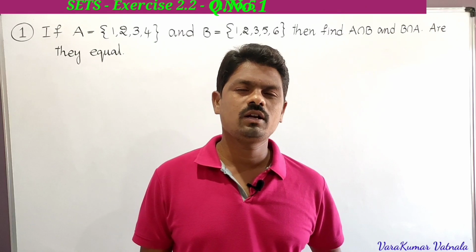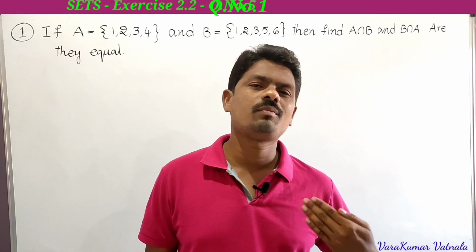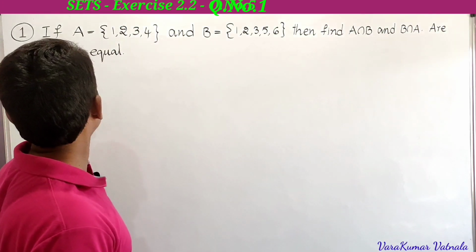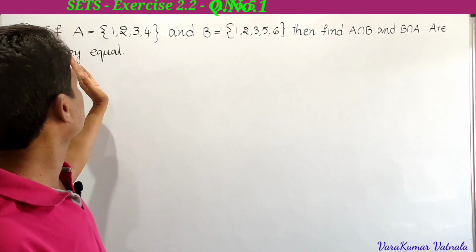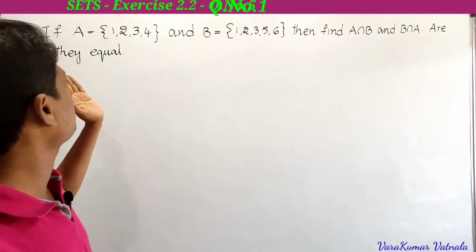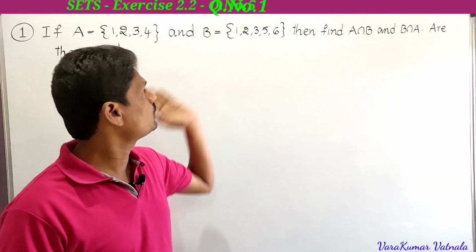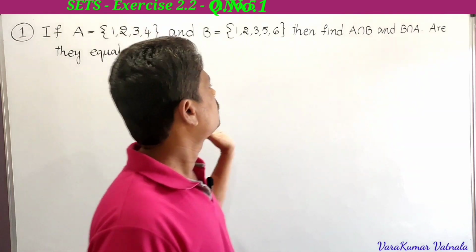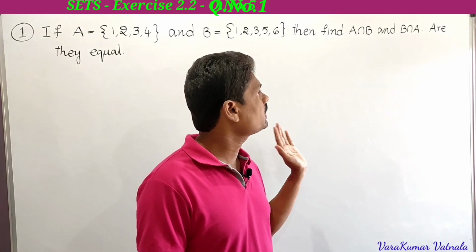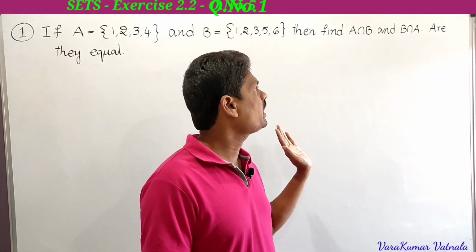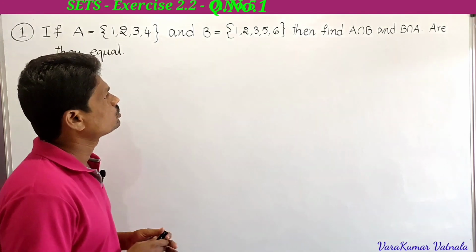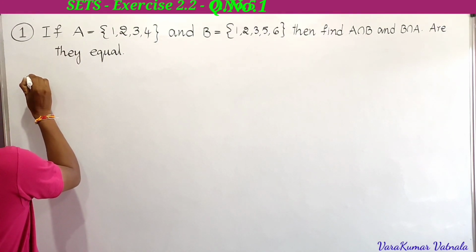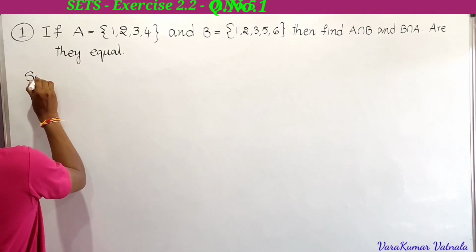My name is Varakumar. Today we are going to solve a problem from exercise 2.2, first problem. See here what he has given. If A is equal to the set of 1, 2, 3, 4 and B is equal to the set of 1, 2, 3, 5, 6, then find A intersection B and B intersection A. Are they equal? So here he has given two sets A and B, and he is asking us to find A intersection B and B intersection A.